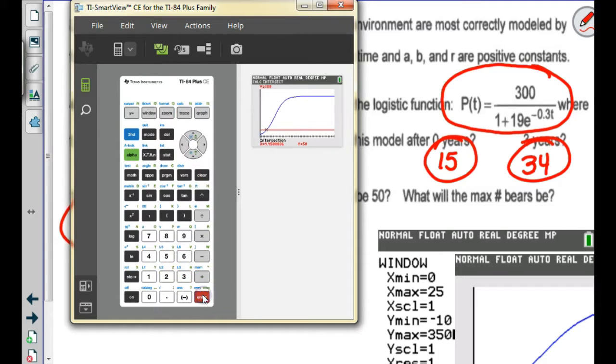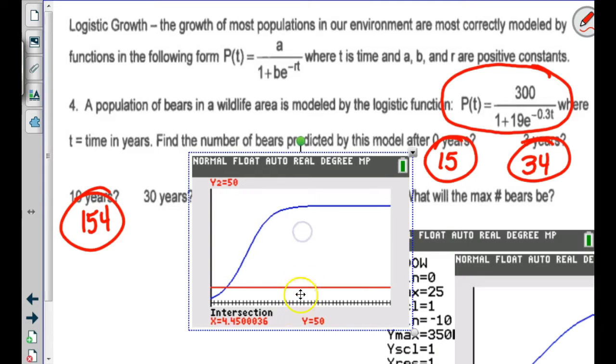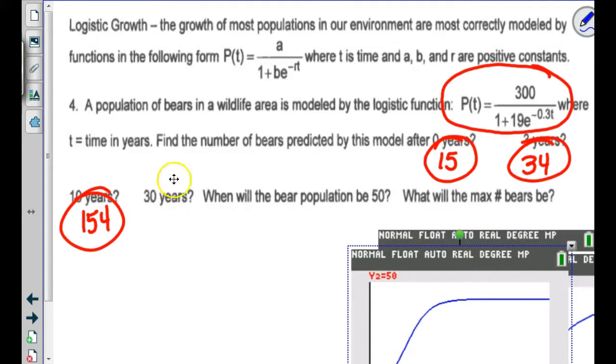You're going to have to know how to do this for the quiz. All right, I can't read that, so I'm going to put it on here. 50 bears at about 4.5 years, yes? All right, so this came out to be, was it 299? This is about 4.5 years.